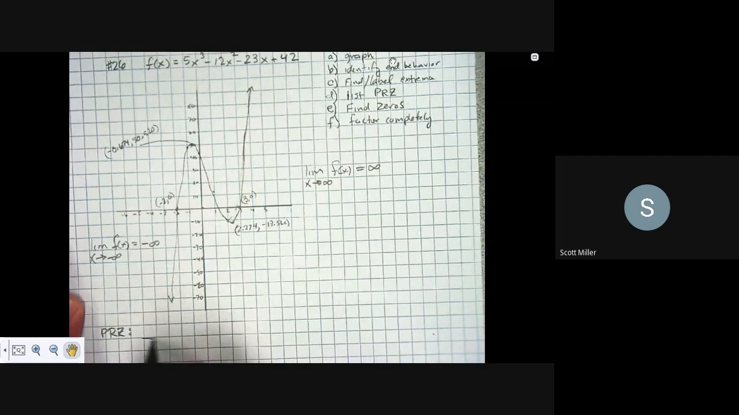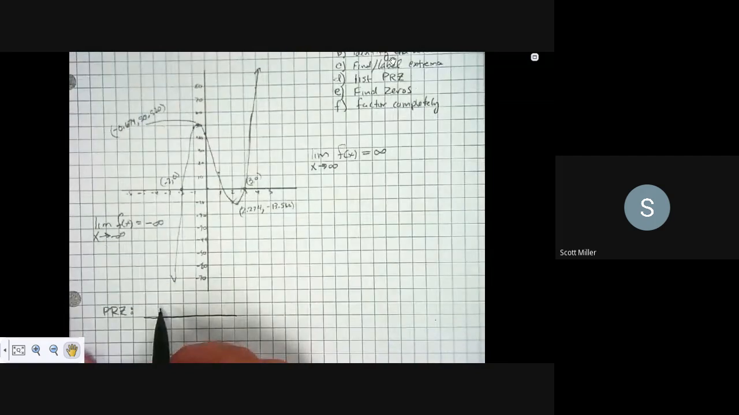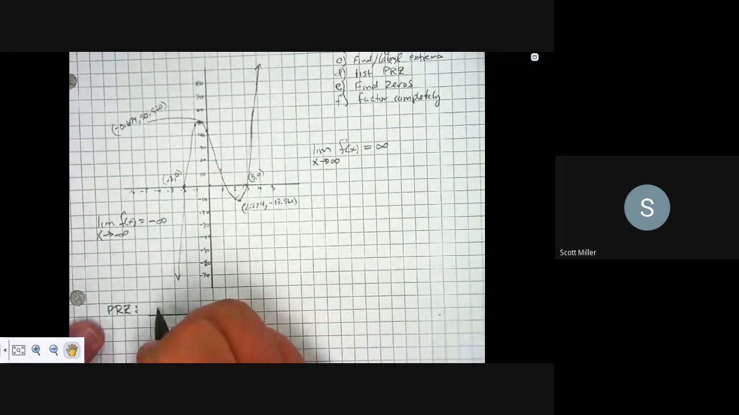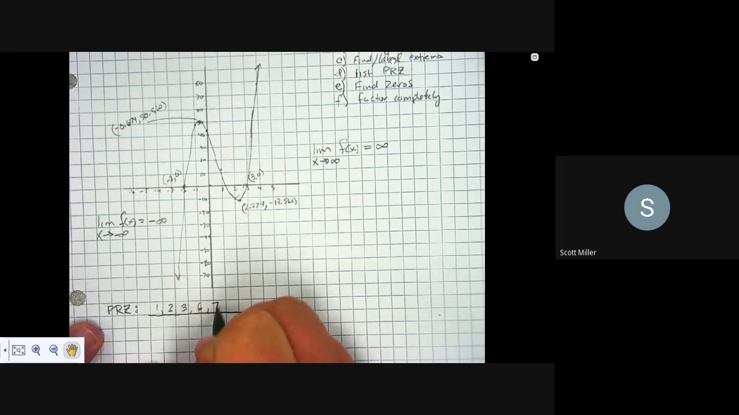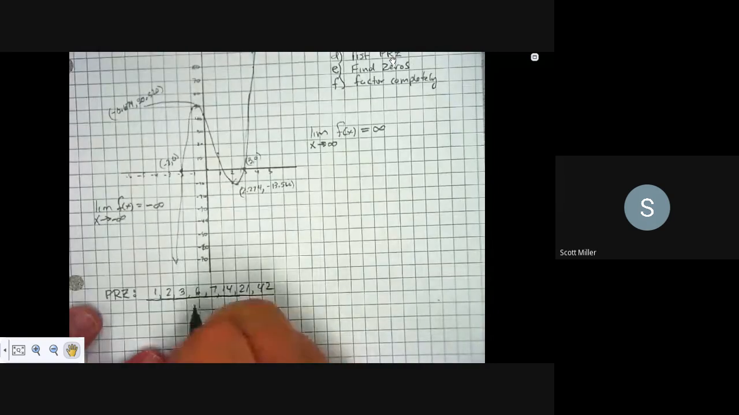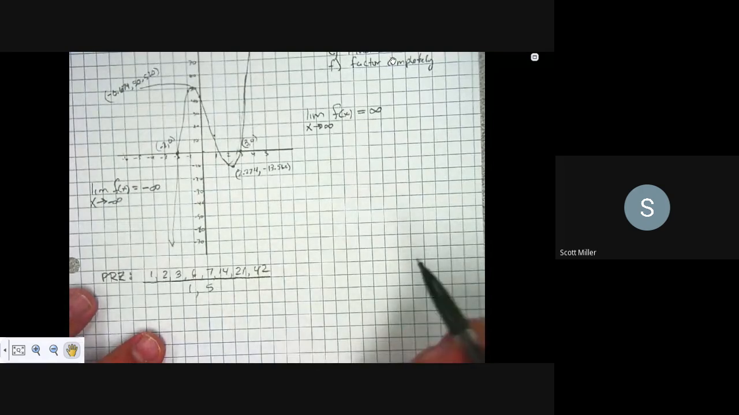So it's going to be a fraction. The top numbers are the factors of the constant 42. So what numbers go into 42? 1 does, 2, 3, 6, 7, 14, 21, and 42. Quite a few of them. The numbers that go into 5 are 1 and 5. So I do that part first, and then the next thing is this.